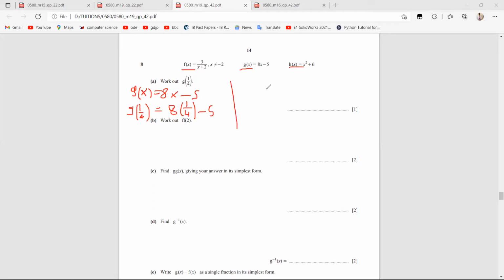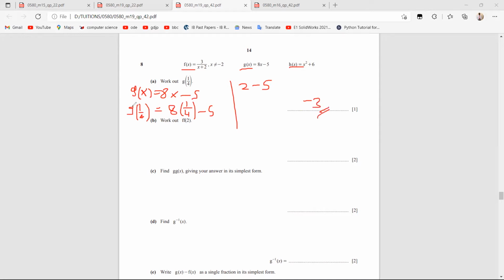At this point, you can always type it in your calculator to avoid making errors, all right? So the first part, 8 into bracket quarter will give us 2. Then the subtraction of 5, you get -3. Okay, that's our answer to that question.